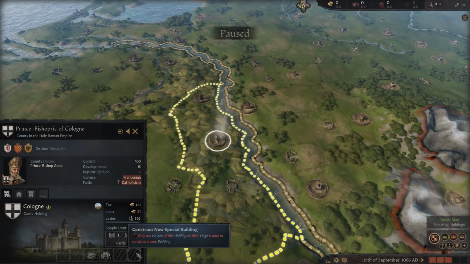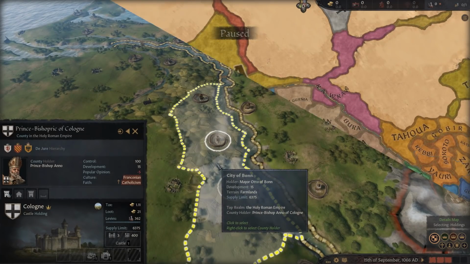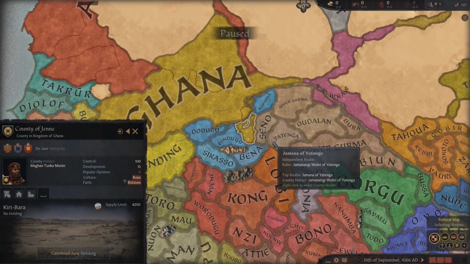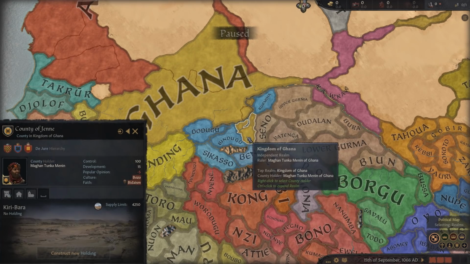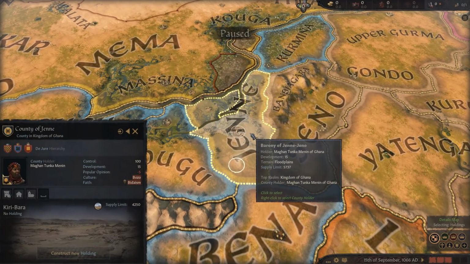So this is actually a pretty powerful site if you can build it here in the HRE, which, if you are the Emperor, might be worth doing, and talking to the Prince Bishop here, Anno, in Köln. Now for the first, but certainly not last time in this video, we are heading down here to Ghana. That's right, spoilers, there will be one other here in Ghana. Here we are going to the county of Jenne.